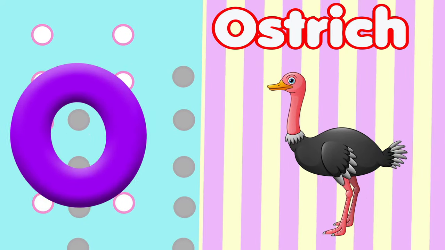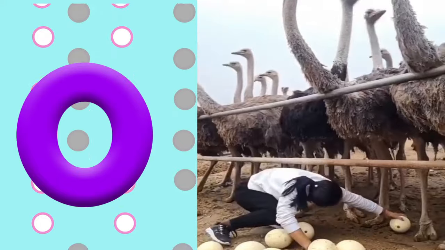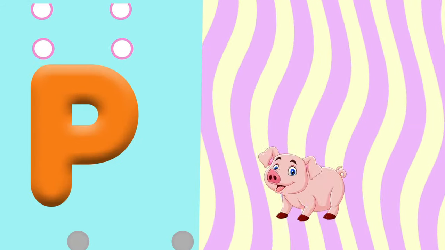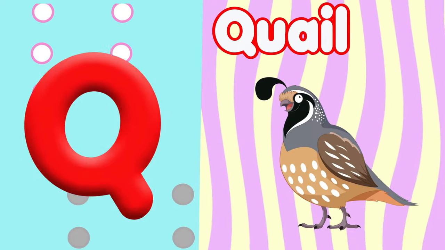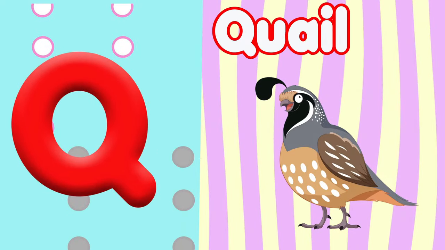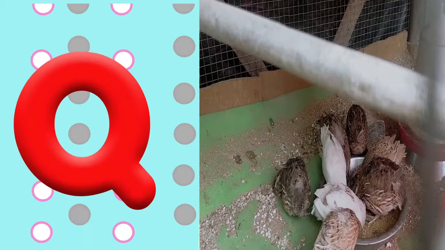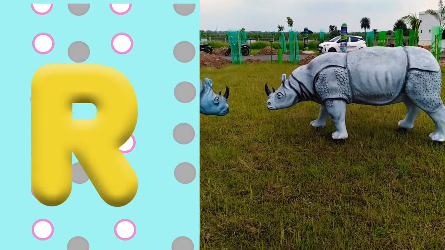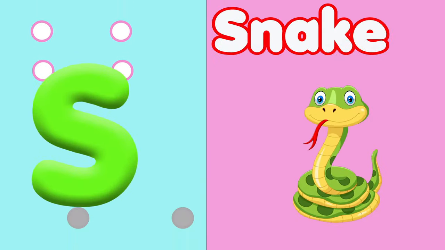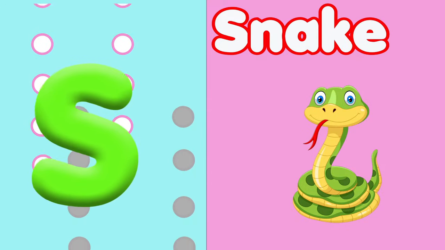Ostrich. B is for pig. Rhino, R. Rhino. S is for snake. S, snake.